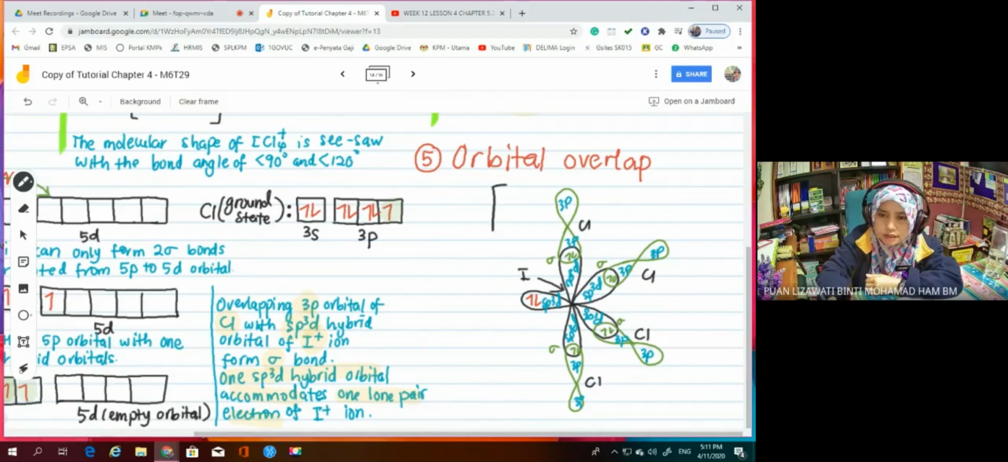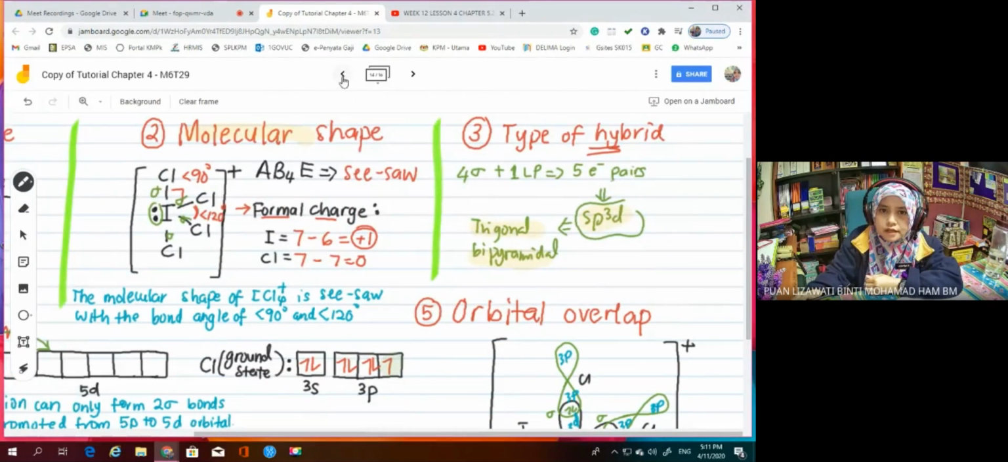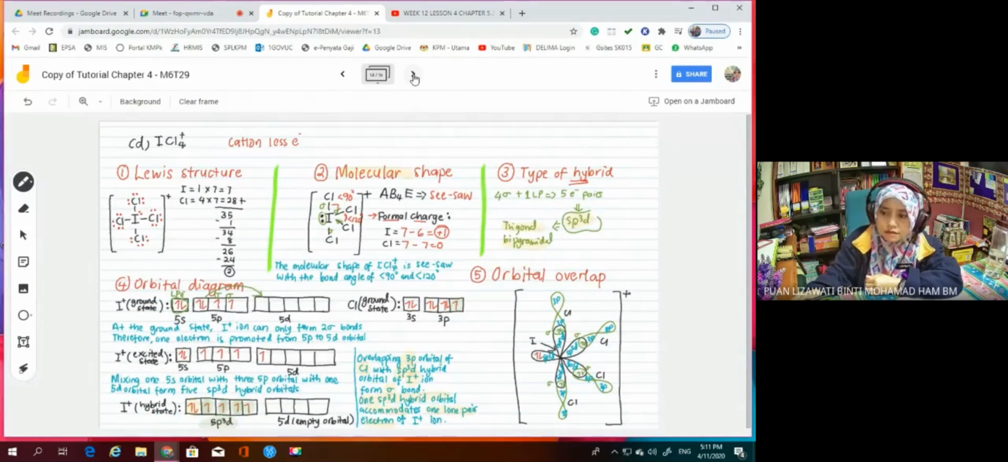Since this is an ion, you have to draw the square bracket as well as the charge, same as the molecular shape. So we have done all the 4 examples.